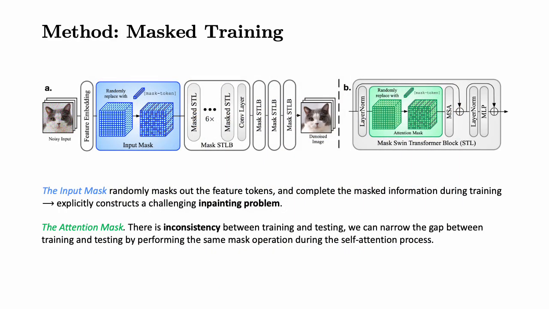In this paper, we propose a new masked training strategy for denoising networks. During training, we mask out a portion of the input pixels and then train the deep network to complete them, as shown in the figure. Our approach emphasizes reconstructing natural image textures and edges observed in the image, rather than overfitting noise. The input mask randomly masks out the feature tokens embedded by the first convolution layer, and makes the network complete the masked information during training. The input mask explicitly constructs a very challenging in-painting problem.